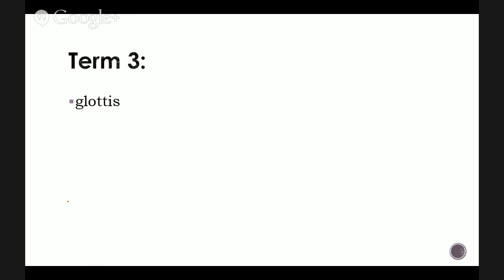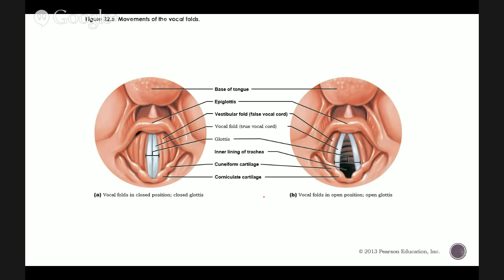Third term is the term glottis, which is relative to the epiglottis, but it's actually a term that's given to something you do with your vocal folds or vocal cords. So if you look from superior to inferior down into the throat, you're going to see the vocal folds. And the folds that you see in white are what we call the true vocal folds. Those are what are responsible for producing the sounds, and then lateral to those are what we call the false vocal cords or folds.